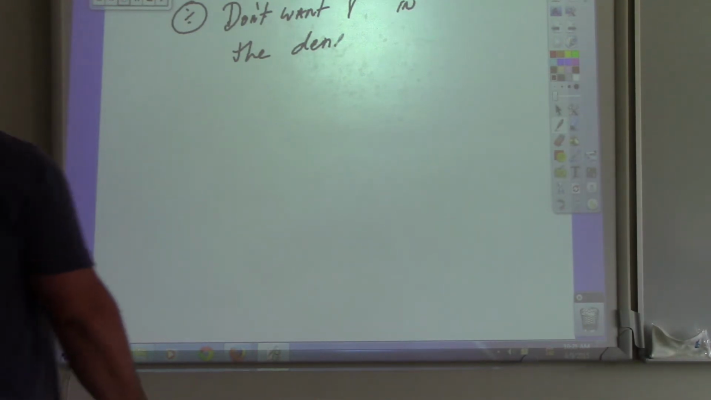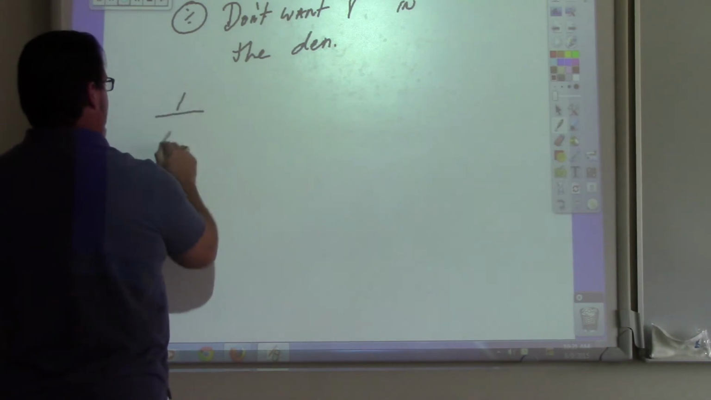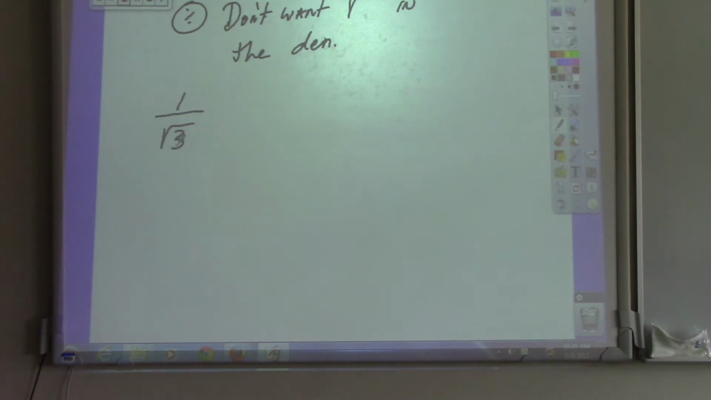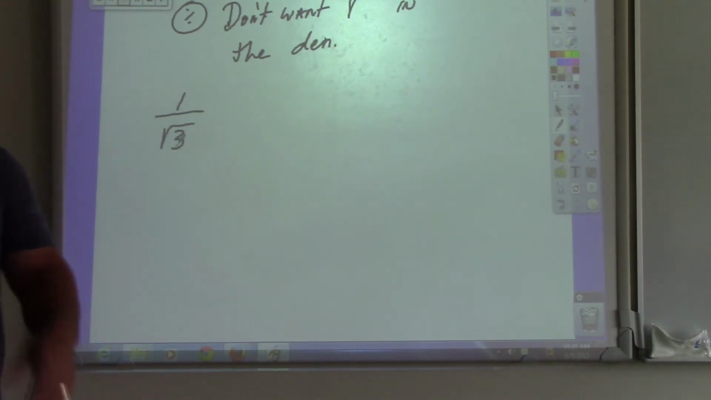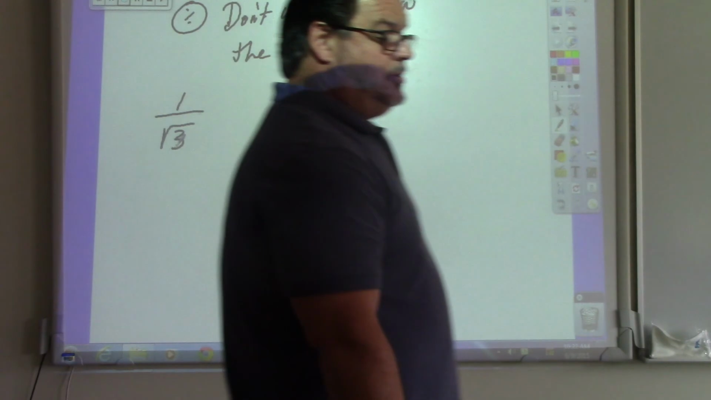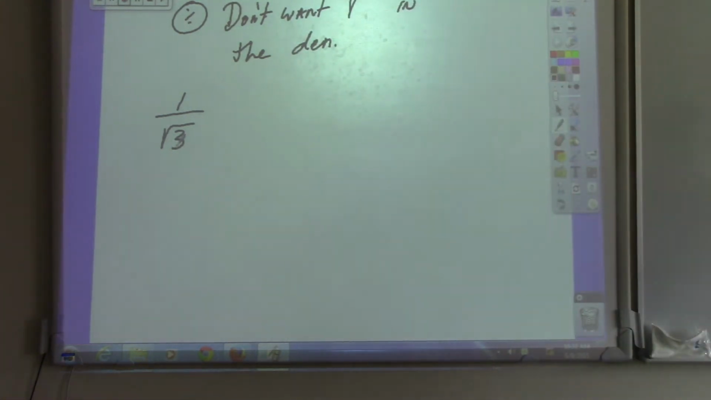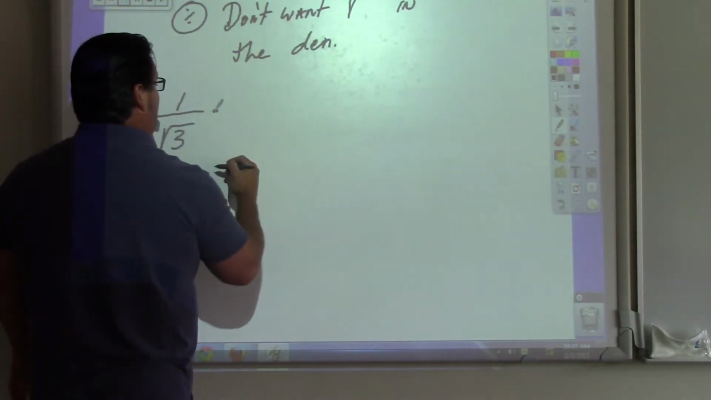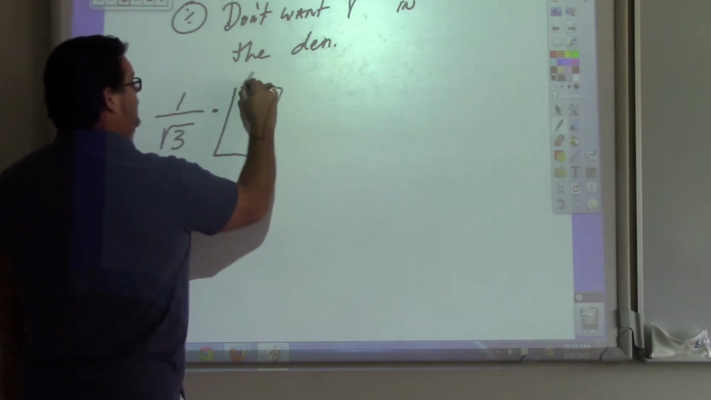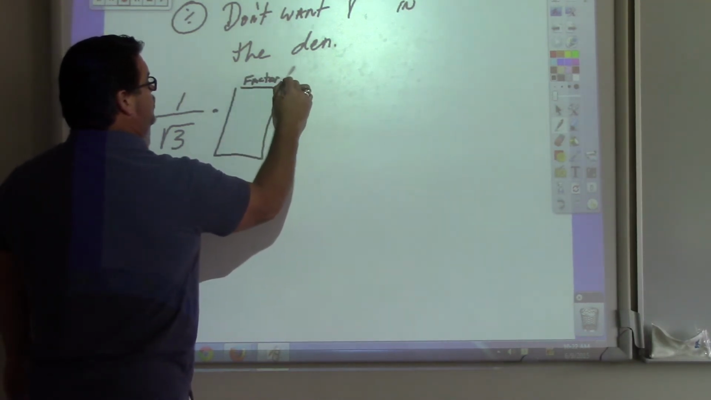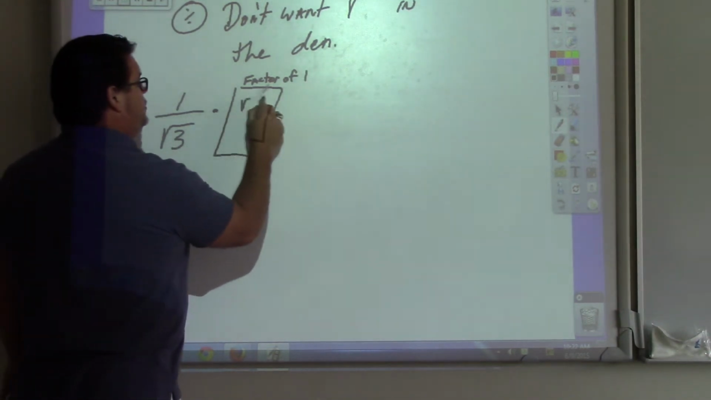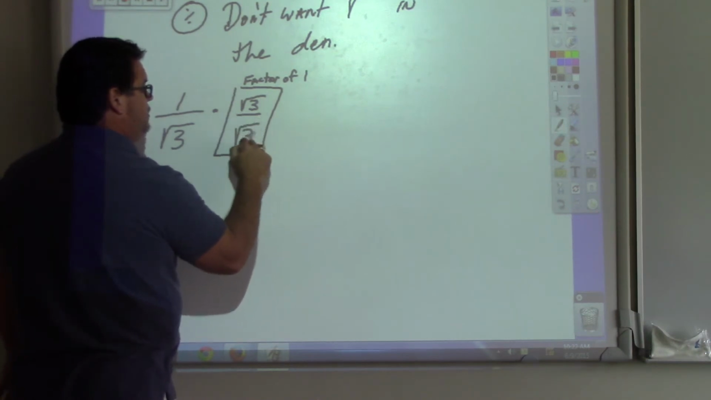I'll give you an example. 1 over the square root of 3. I see I'm dividing a number by a radical. But you shouldn't look at it like that. You should look at it as, there's a radical in the denominator, I need to fix it. So what you do is you multiply by a factor of 1, using the radical right here. So square root of 3 over square root of 3 is what you multiply by.